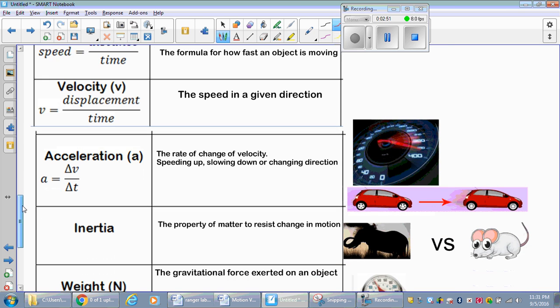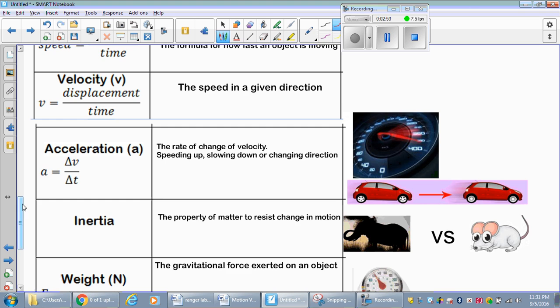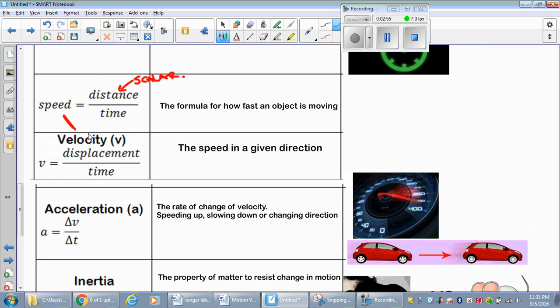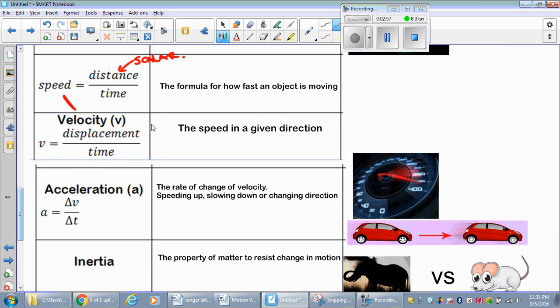Okay. Velocity is a special type of speed. Let's look at these real quick. They're similar, they're a little bit different. Velocity is speed, but in a given direction. So if you care about the direction, is this vector or scalar? It's got to be vector. Just think of the word vector. It means arrow, and you're going to see that in a minute.